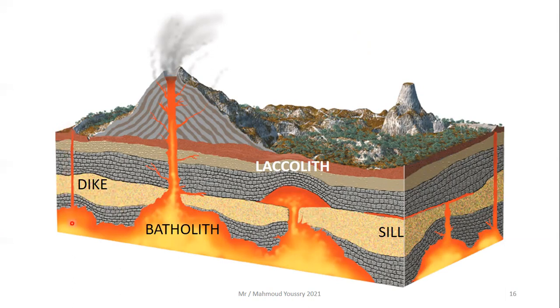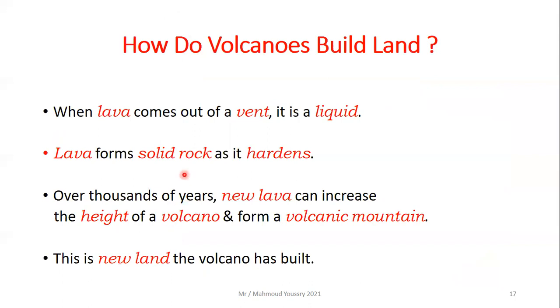Dike, this is a vertical hardening of magma, and sill, which is horizontal. And we have laccolith when the magma is pushed into a sill, but it does not go through the layers. It pushes the layer above it. And the batholith is the largest of all the formations.